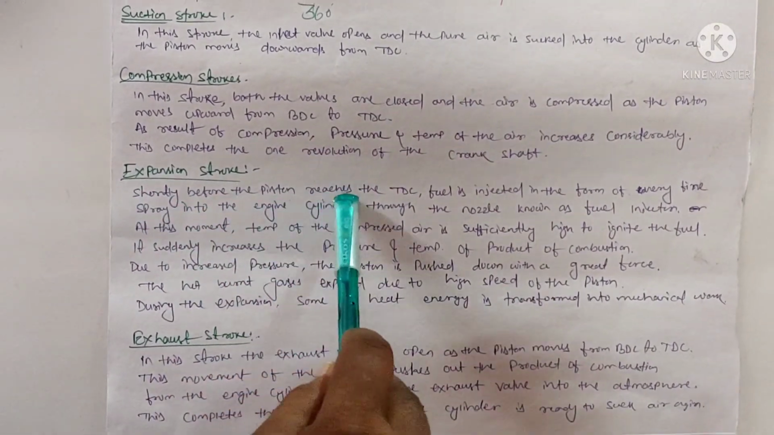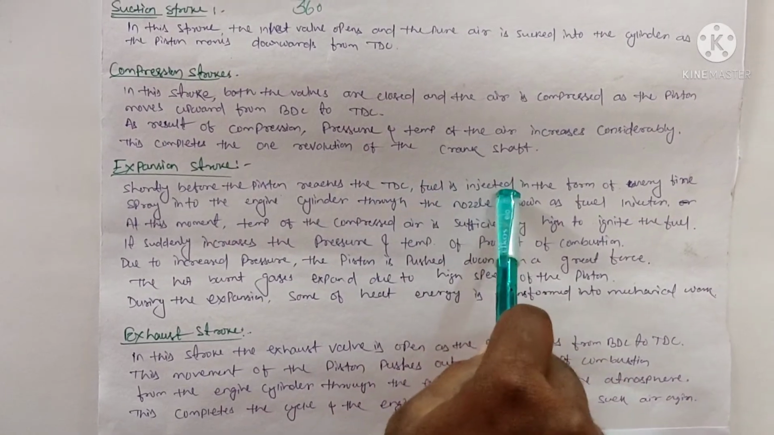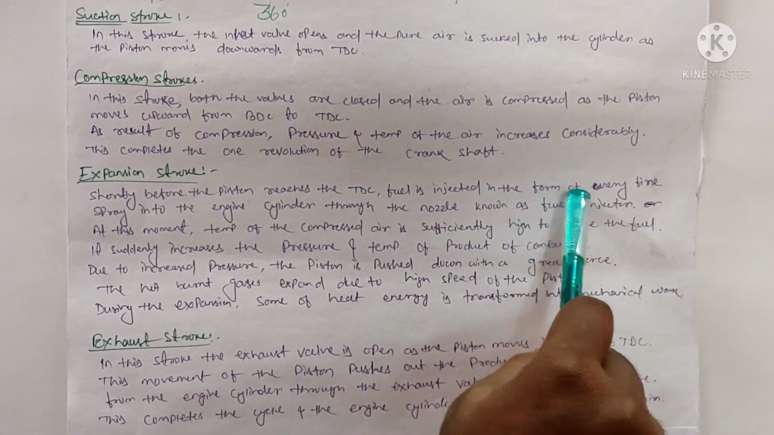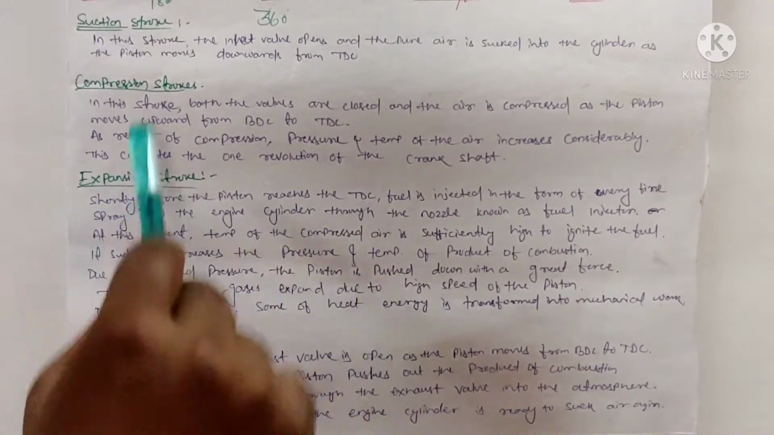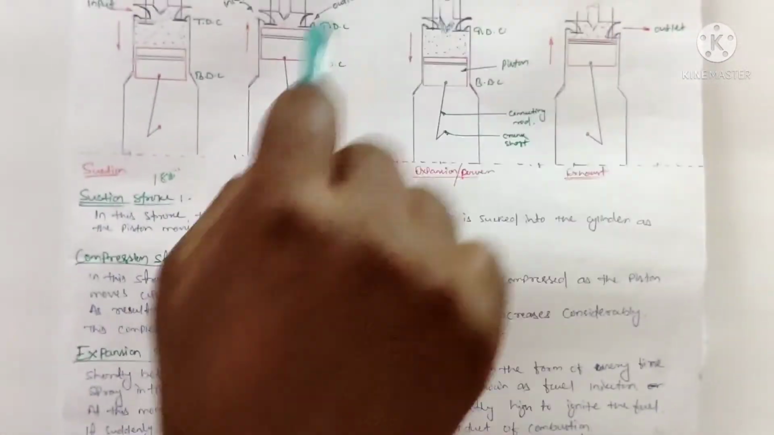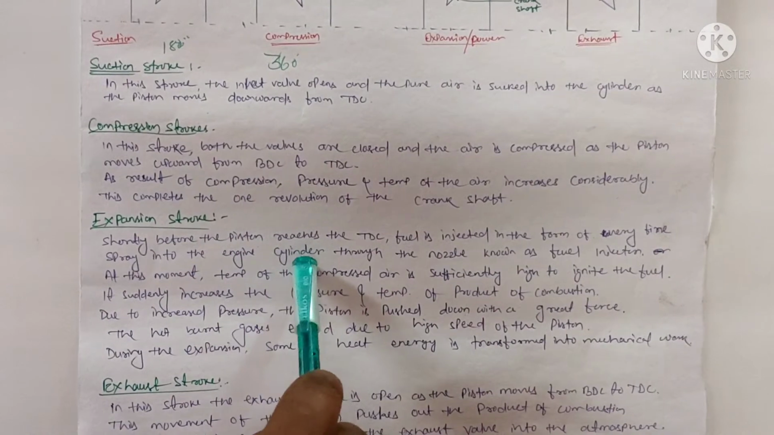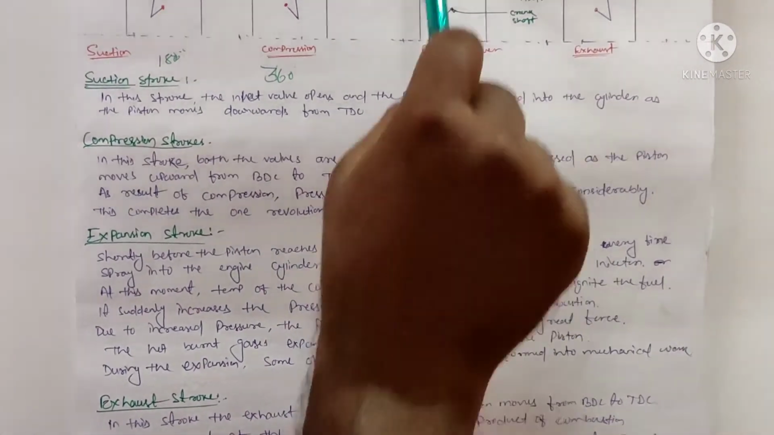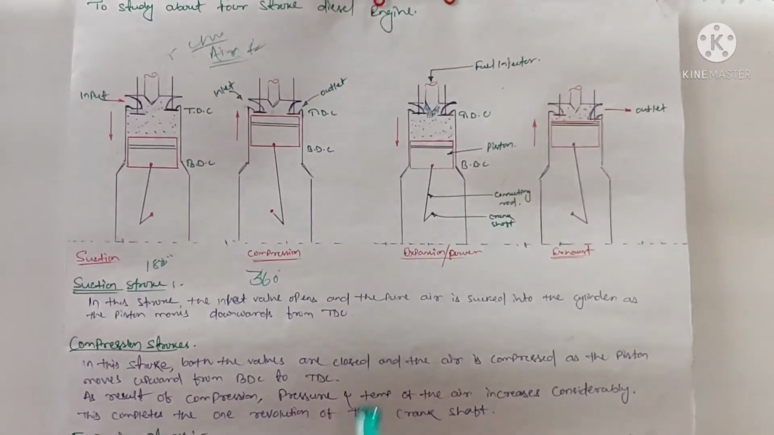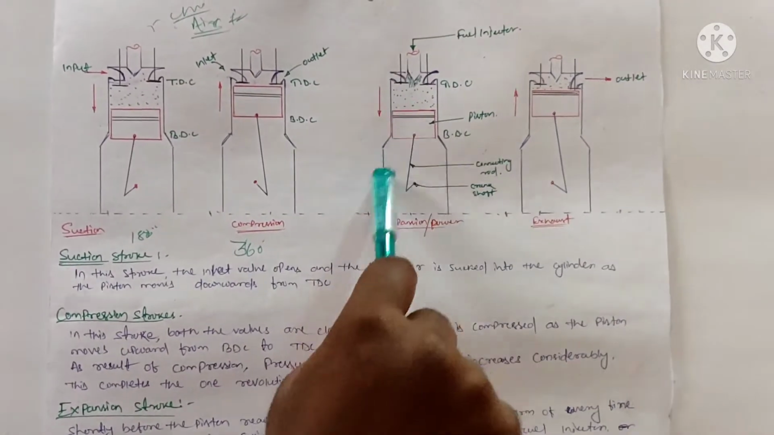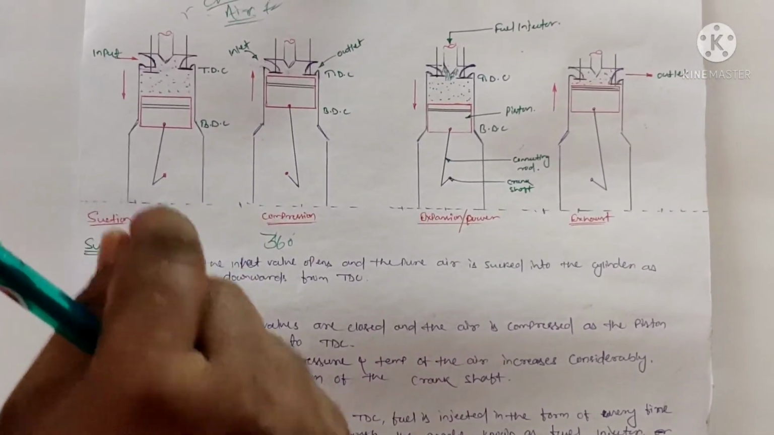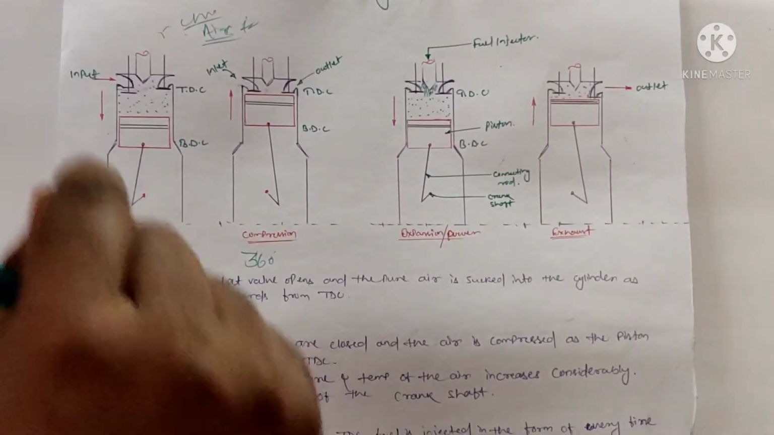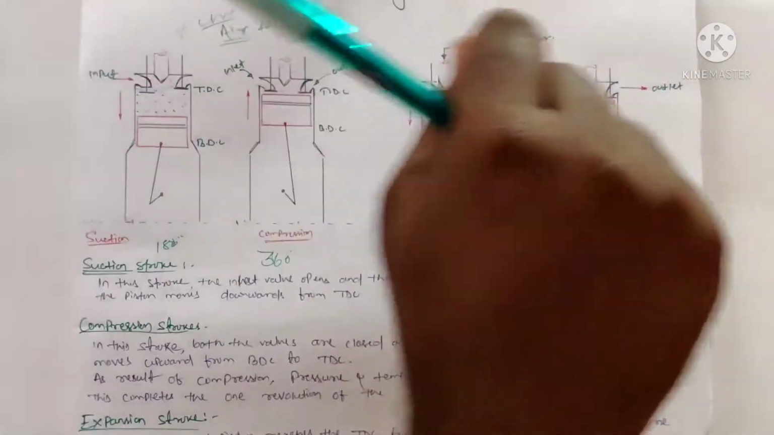Shortly before the piston reaches TDC, fuel is injected in the form of a very fine spray into the engine cylinder through the nozzle. This is your nozzle. This part is the nozzle, having some very small holes, and through the small holes the fuel will pass to the engine cylinder.